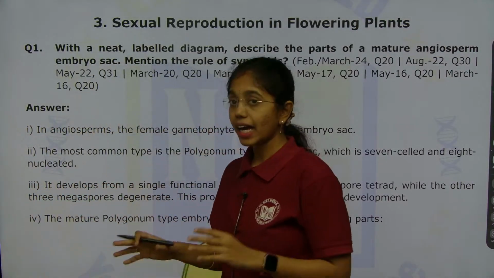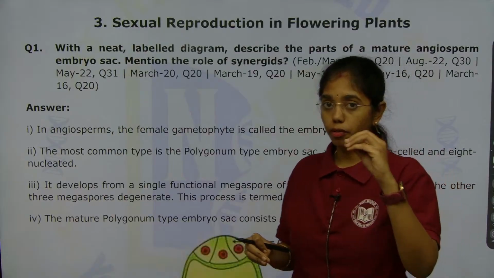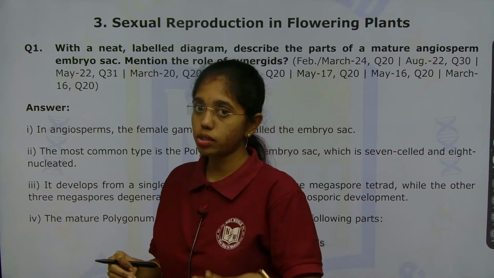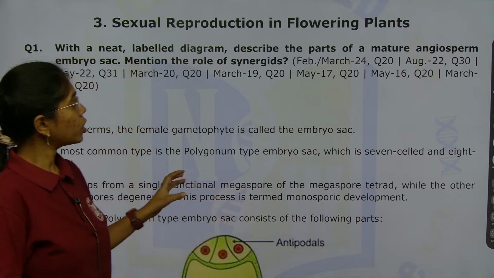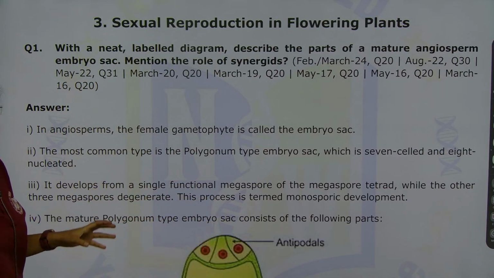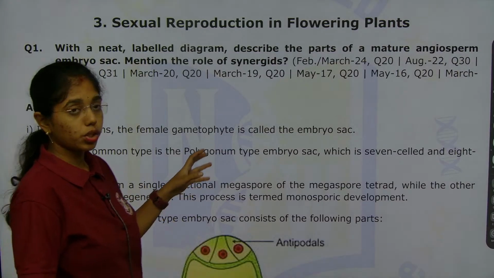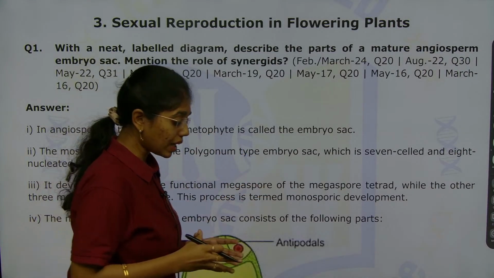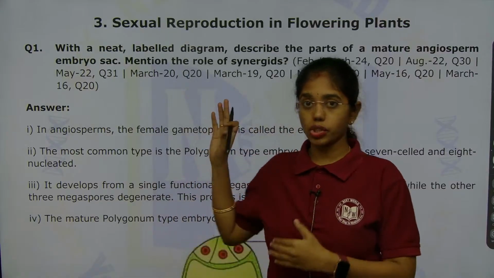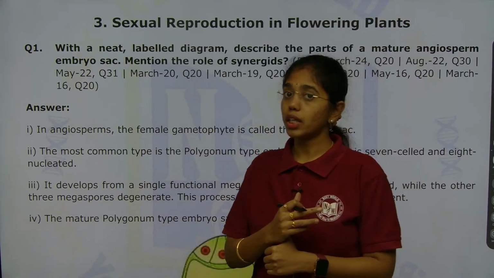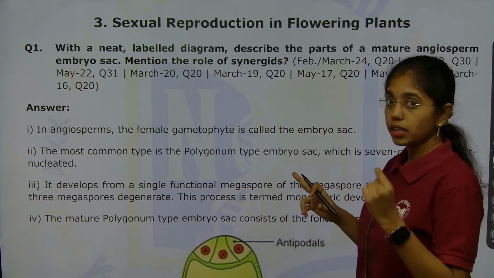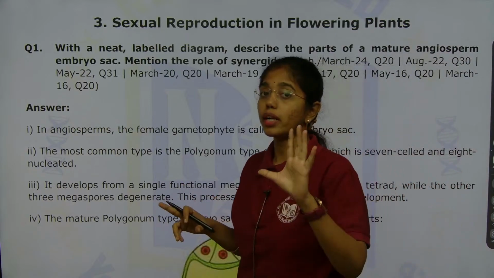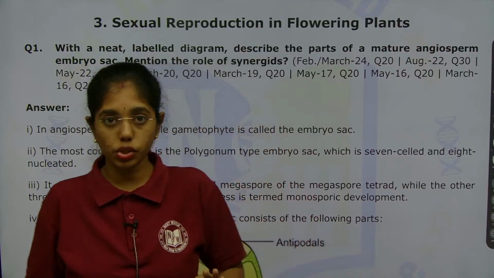So here we are in discussion with the long answer type of questions, and today is the last session for discussion of long answer type of questions. Today we are going to discuss the questions from the chapter sexual reproduction in flowering plants. Many times you get questions from this chapter, most importantly on the types of pollination, and second is about the embryo sac.